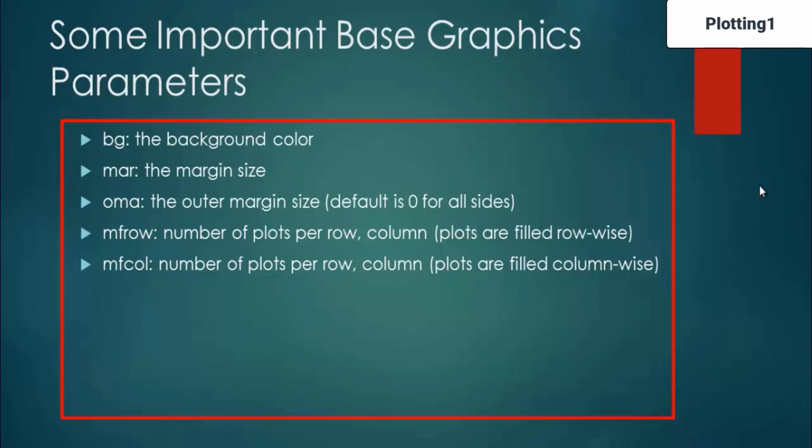There are some more parameters which can be used in base graphics. BG means the background color. MAR means the margin size. OMA is the outer margin size, the default is 0 for all sides. MFROW means number of plots per row, comma column; plots are filled row-wise. And MFCOL, number of plots per row, comma column; plots are filled column-wise. So these are the important base graphics parameters you need to know about if you want to use the base graphics system.